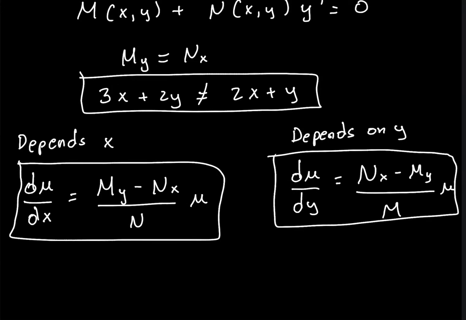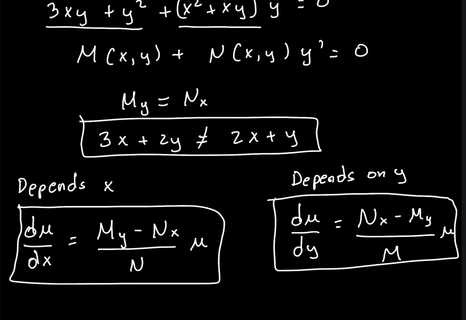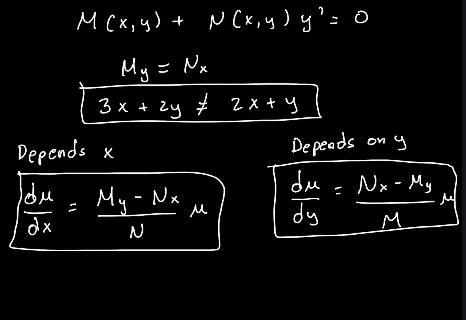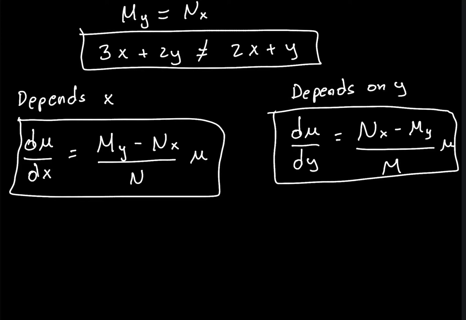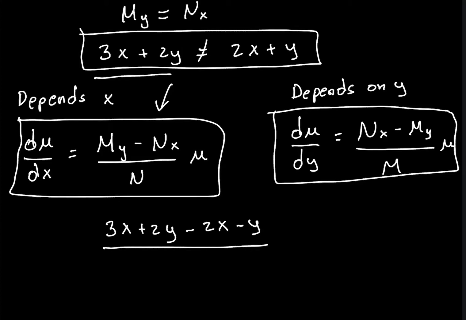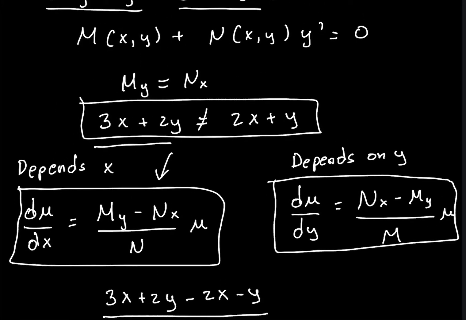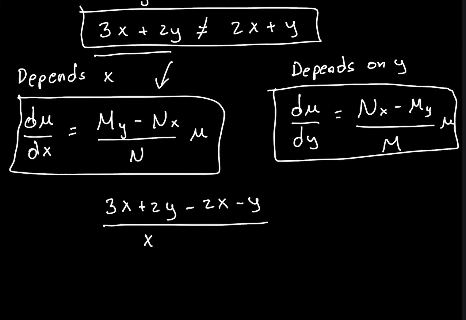We just need to check whether it depends on x or depends on y. As I said, this problem will depend on x, so we're just going to follow the formula for x. We have M_y, which is just 3x plus 2y, calculated here. And we have N_x, so that's minus 2x minus y. And we need to divide this by N. And what is N here? N is x squared plus xy.